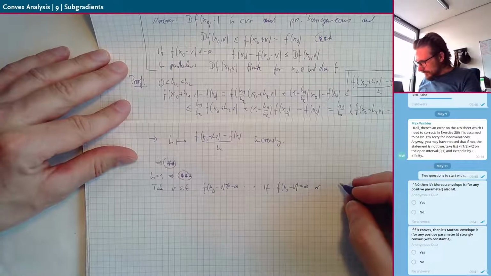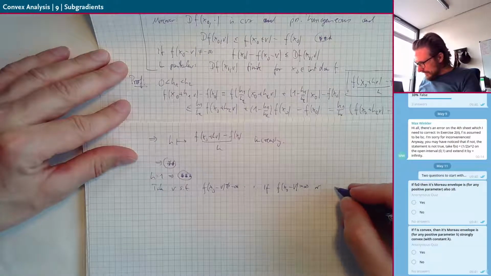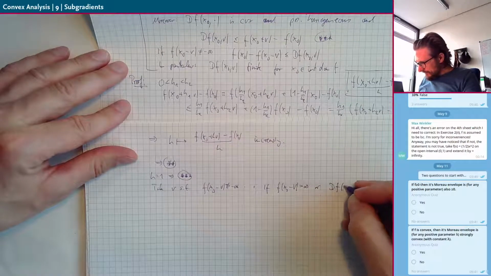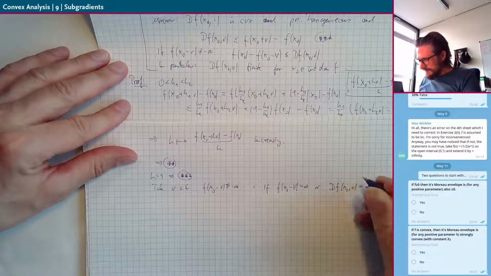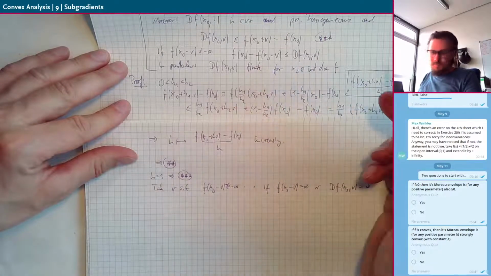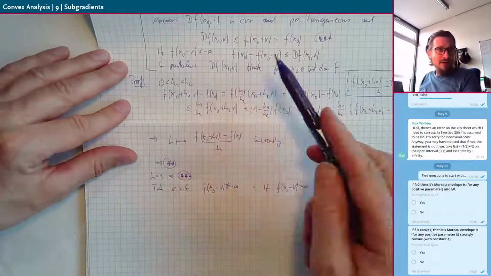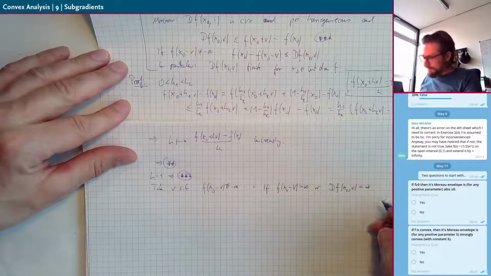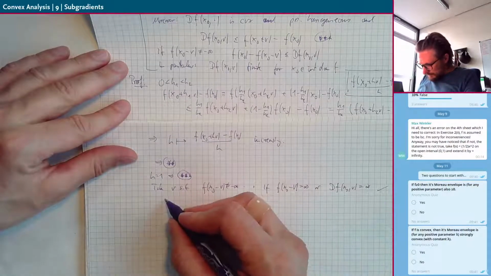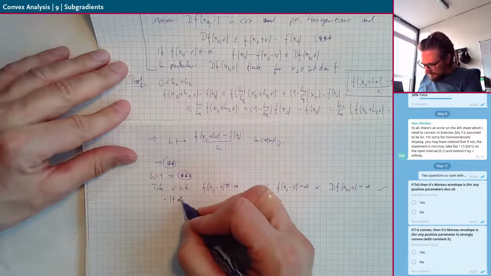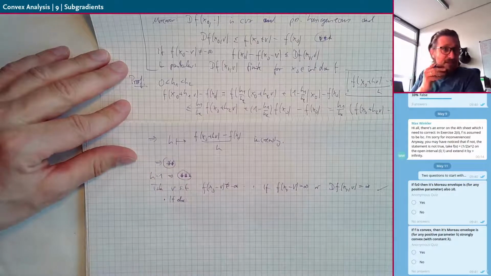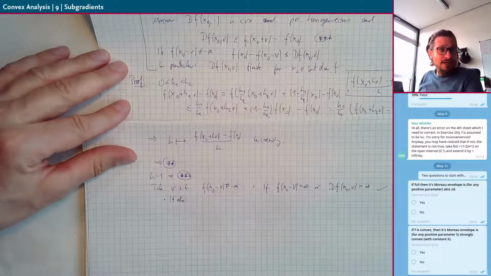or we have df of x0 v equal to plus infinity, then this inequality is always fulfilled, because in this case we have infinity over here, and in this case we have minus infinity over there. Everything is fine. Okay, so if else, so otherwise, both are finite.